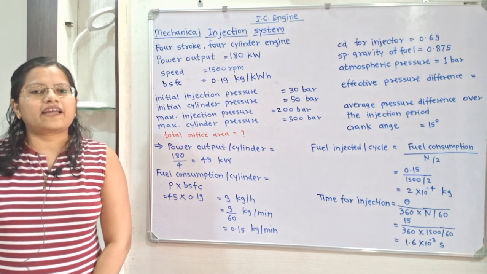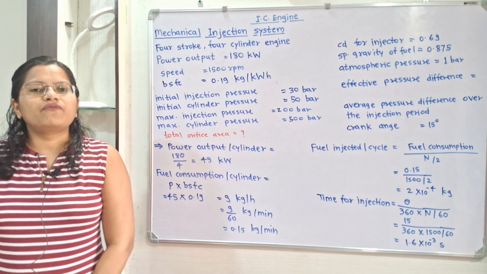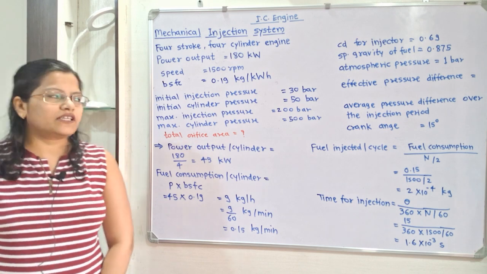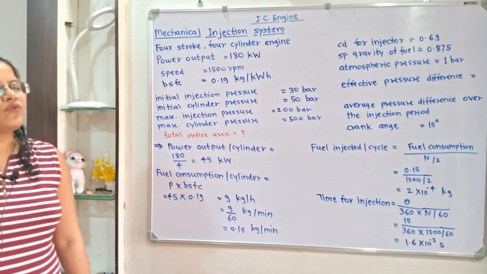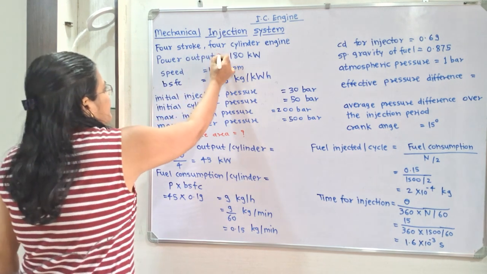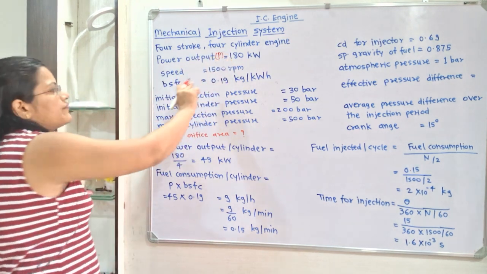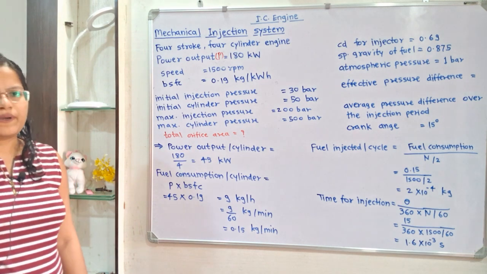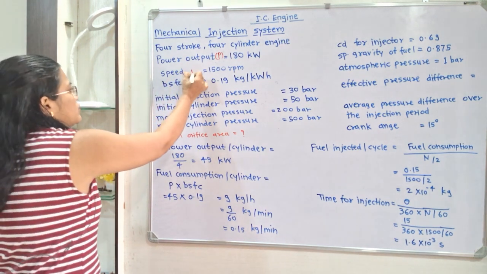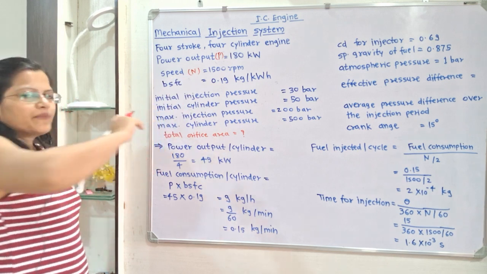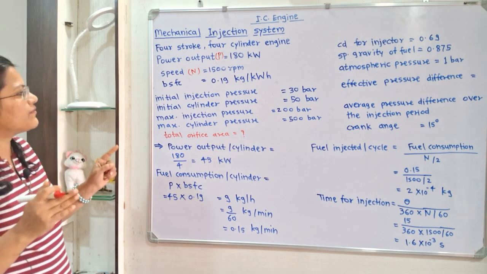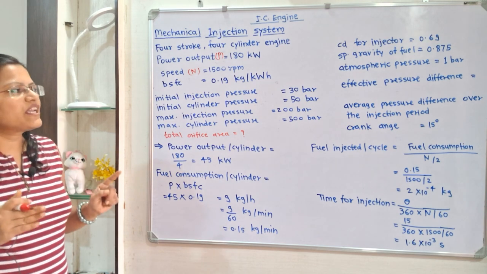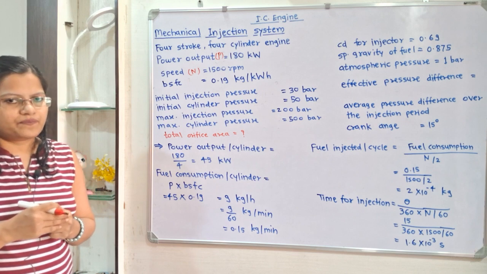Let us understand the given data. This is a 4-stroke 4-cylinder engine. Power output, capital P, is equal to 180 kilowatt. Speed is given as 1500 rpm, and for speed we will use the notation capital N. Brake specific fuel consumption, that is BSFC, is equal to 0.19 kilogram per kilowatt hour.